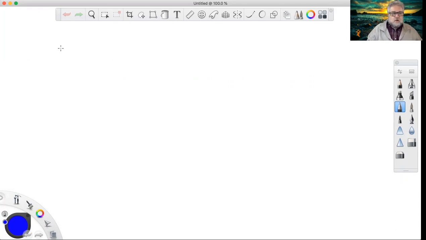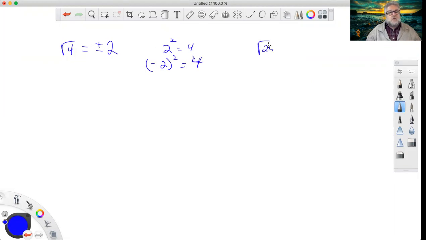First of all, here's a tough one. You ready? Square root of 4, what's that? You have to remember that's plus or minus 2, right? 2 squared gives me 4, and minus 2 in parentheses squared, so I square the negative sign, will also give me 4. So we have to be cognizant of the fact that whenever we take a square root, we're going to get 2 roots. That's really important. We have to watch out for that.